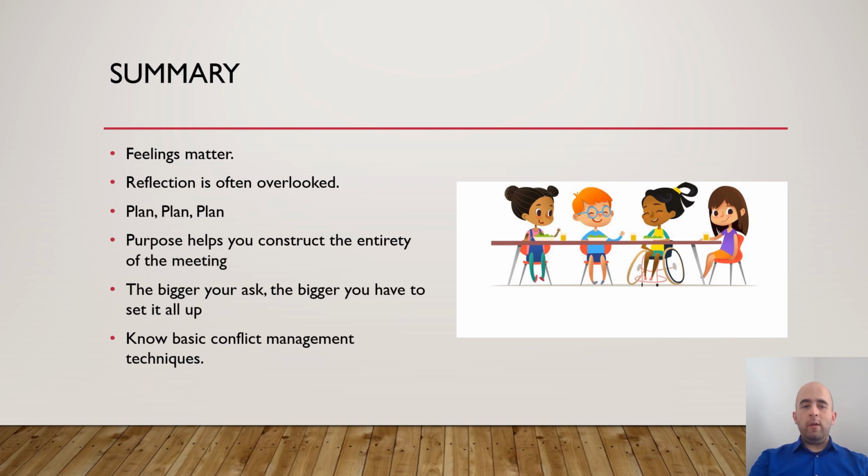So here's a summary of what we really all talked about throughout the entirety of the presentation. Just some really key points to keep in mind. You want to care about the feelings of the people in your room. You overlook reflection a lot of times when you're conducting a meeting. You don't plan enough when conducting a meeting. You need to have a purpose to construct how the rest of the meeting should go. And this encompasses everything that we've already talked about, just to bring it back home.